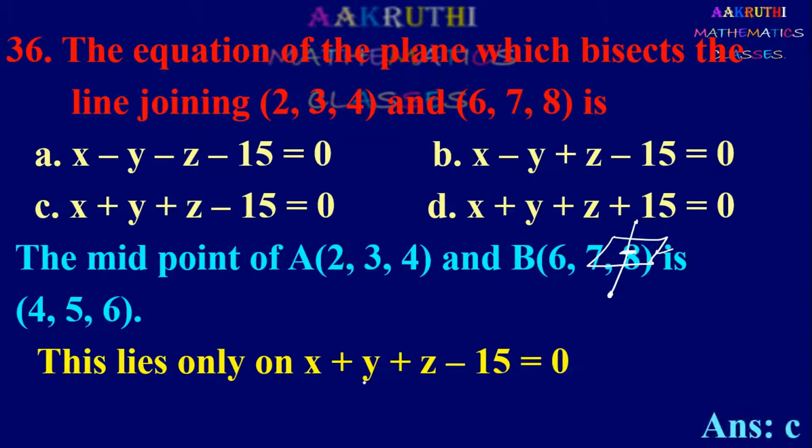Therefore the required plane is x plus y plus z minus 15 equal to 0, which is option C. Here, find the midpoint of the given points and substitute it in the given options. Whichever option satisfies that condition is the required plane. So here it is option C. Therefore the correct option is option C.